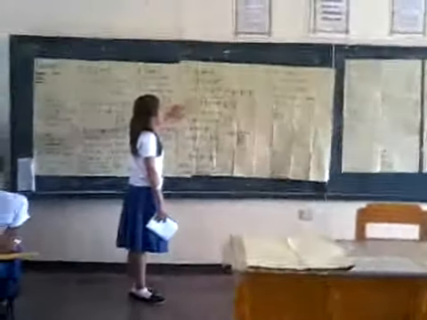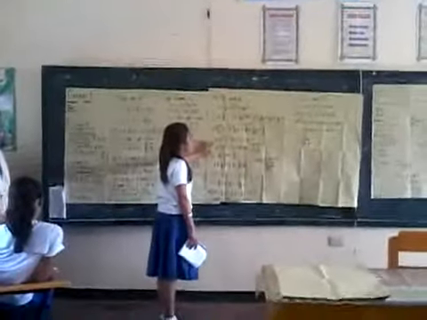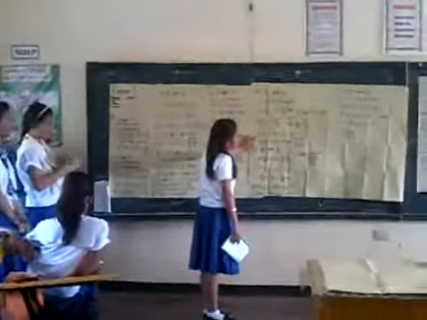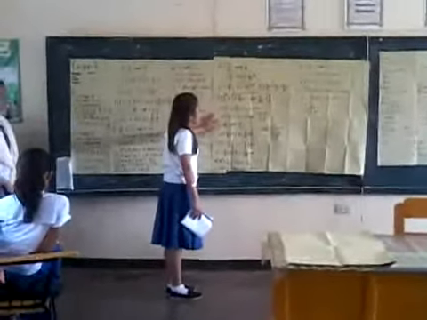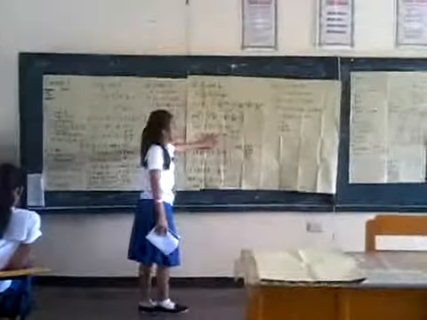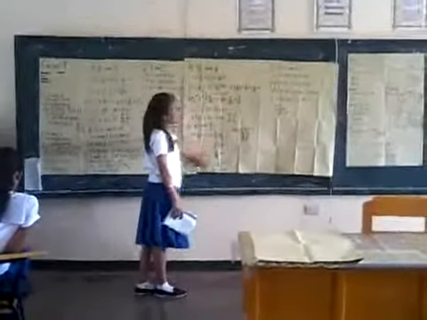Then we have to distribute. x squared plus 3 over 7 x minus 1 over 5 x minus 3 over 35 equals 0. Then multiply by 35: 35x squared plus 15x minus 7x minus 3 equals 0. So 35x squared plus 8x minus 3 equals 0. Then a is equal to 35, b is equal to 8, and c is equal to negative 3.